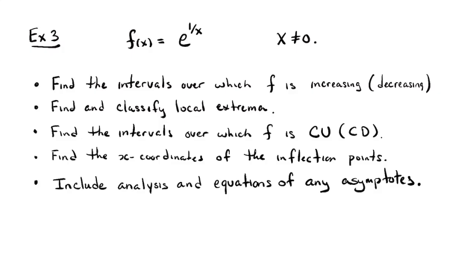Okay, welcome back. Let's just continue from where we left off. Let's do another example where we analyze the graph of a function. In this case, it's e to the 1 over x. It's defined for all x not equal to 0.